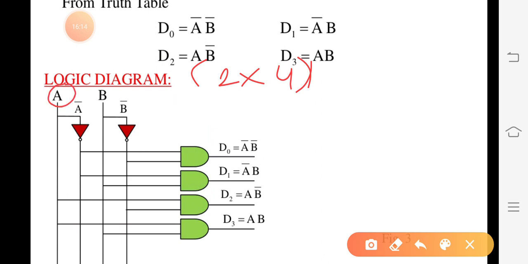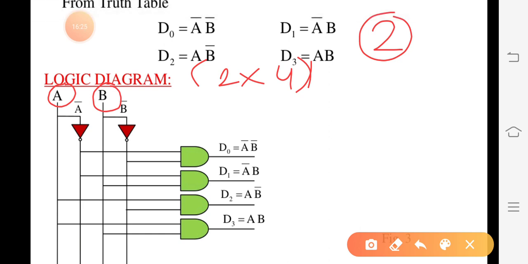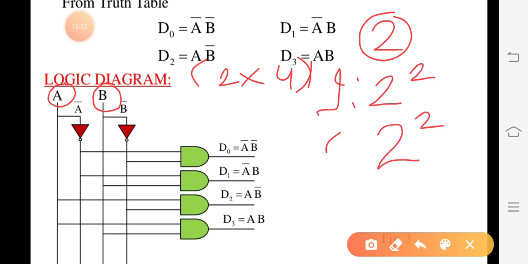Here we are using two input signals A and B. That means for two input signals, how many input values will there be? 2 to the power 2. Number of input values 2 to the power 2 and number of output values 2 to the power 2. This is for input values, this is for output values and this is the value of n. So this is the number of inputs, that means the number of input combinations, and this is the number of outputs that will get generated by the decoder.